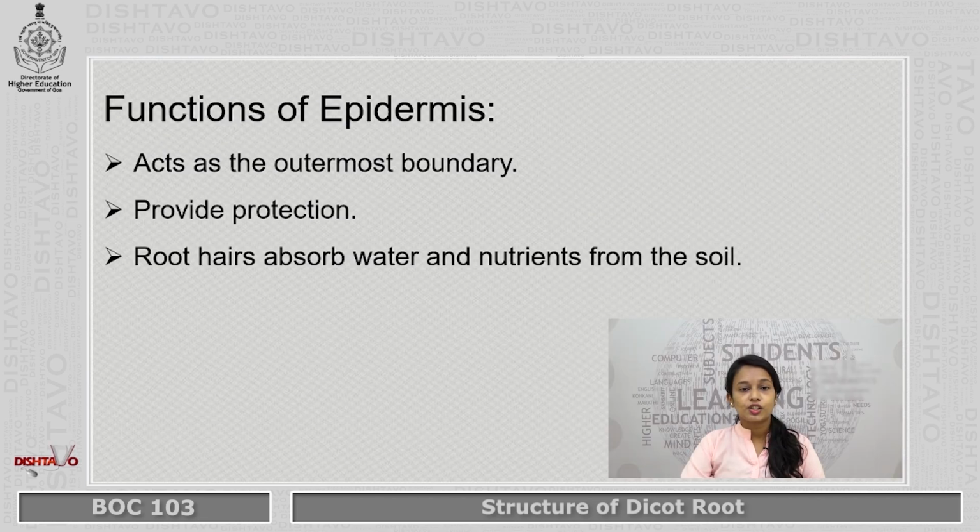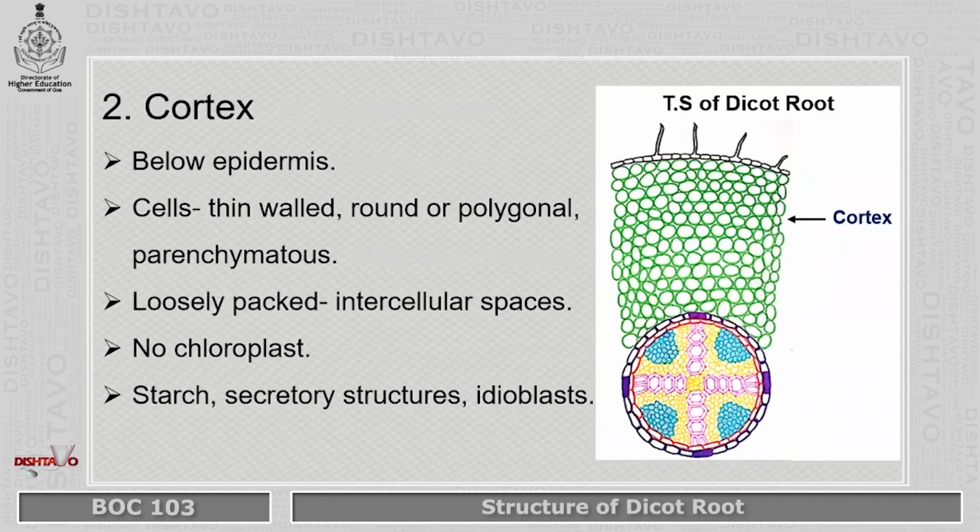Next, functions of epidermis. It acts as the outermost boundary. It also provides protection to the root. The root hairs absorb water and nutrients from the soil. The next layer is cortex. Here you can see in the diagram, this is cortex. It is below the epidermis.